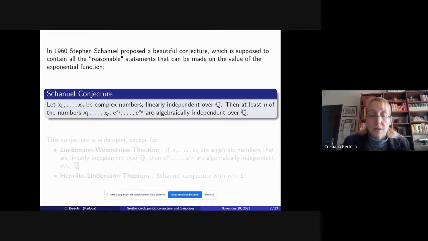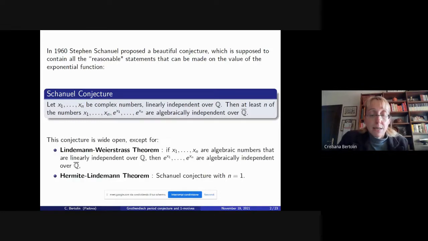This conjecture is very clear, very easy to write down, but it's a very difficult conjecture. It is an open conjecture, except for two cases. The Lindemann-Weierstrass theorem, which says that if x1, ..., xn are algebraic numbers linearly independent over Q, then e to the x1, ..., e to the xn are algebraically independent over Q bar. And the second case is the Hermite-Lindemann theorem, which is just the Schanuel conjecture for n equal to 1.